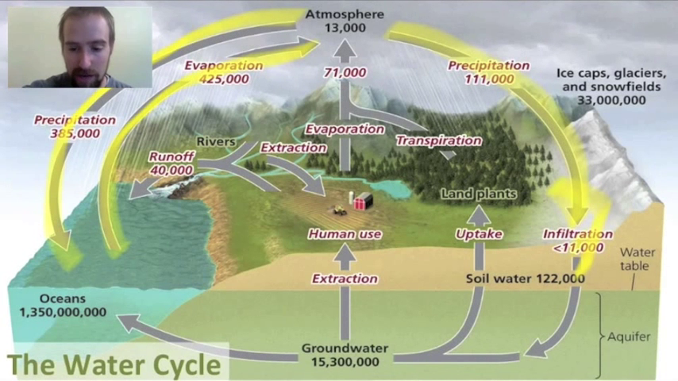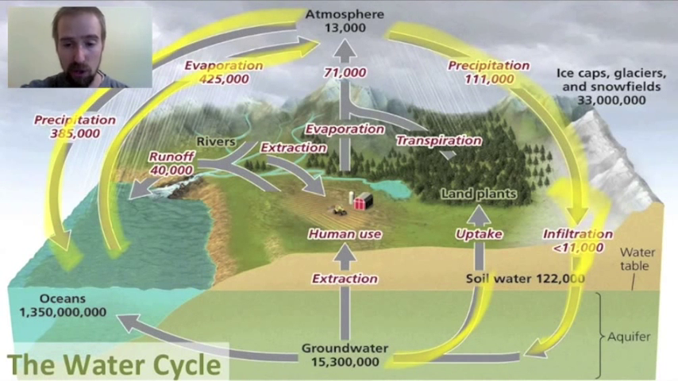Water then also can infiltrate its way down into the ground and occupy this place that we call groundwater or aquifers. From there, that water can be taken up to the main levels of the soil and then up into land plants, or humans might extract that water for our own uses, for irrigation or something like that.